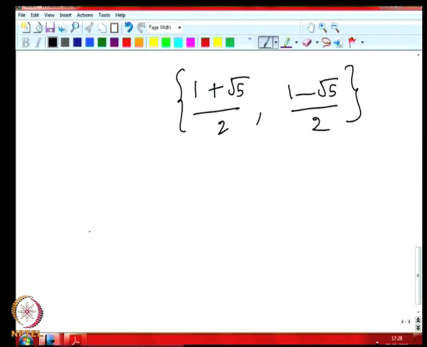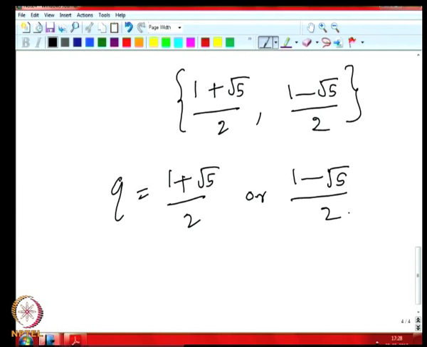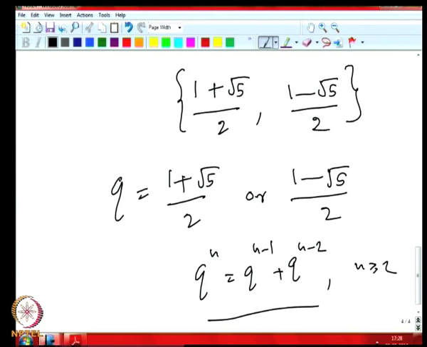So, what it means is, you can take q equal to 1 plus root 5 by 2 or you can take 1 minus root 5 by 2. In both cases this recurrence, for instance q to the power n equal to q to the power n minus 1 plus q to the power n minus 2, will work, right. This is true. So it will work. This would be a general solution.